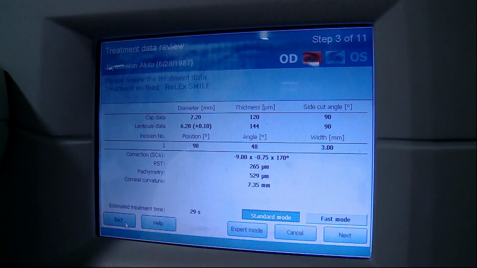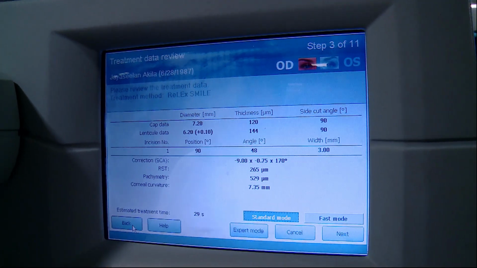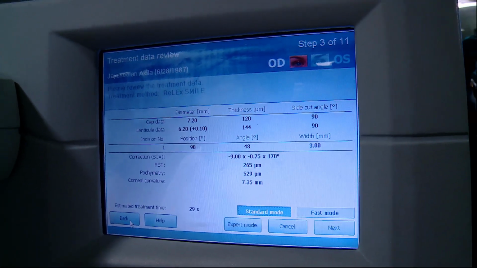So we are starting with the SMILE surgery. Can you see the data? Here we have a cap diameter of 7.2, and the thickness of the cap as 120. The side cut angle we will be doing at 90 degrees, that means superiorly.